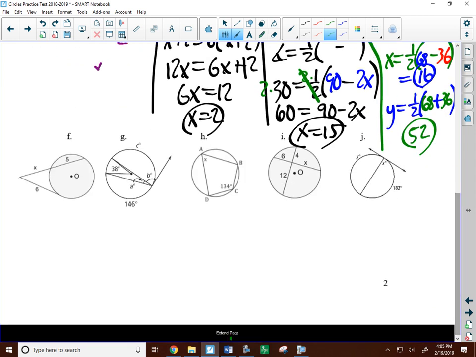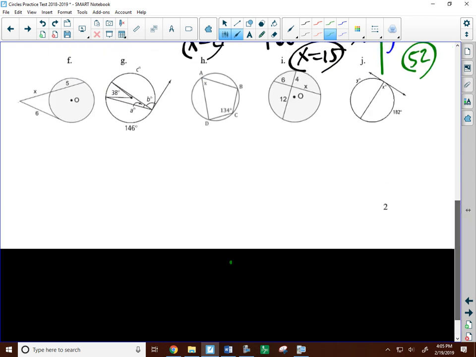All right, at the bottom, let's see here. F, I have segments outside a circle. So I can do the whole segment times the outside. That's the rule for this one. So the whole segment, let's start with the tangent one, is 6 times the part of that segment that's outside of the circle, which is also 6.